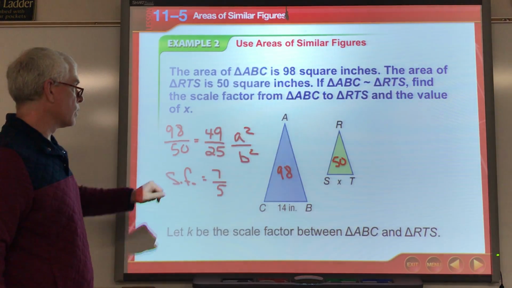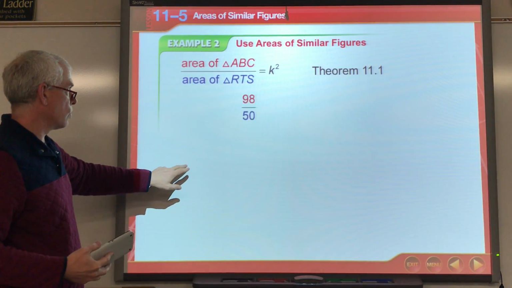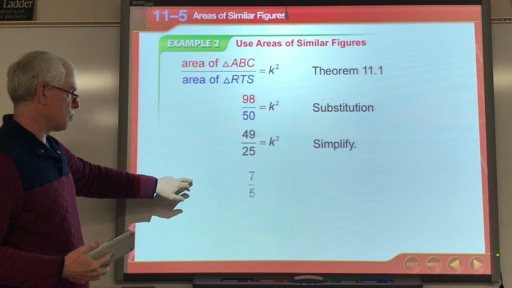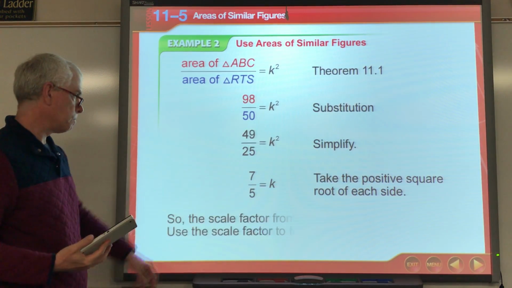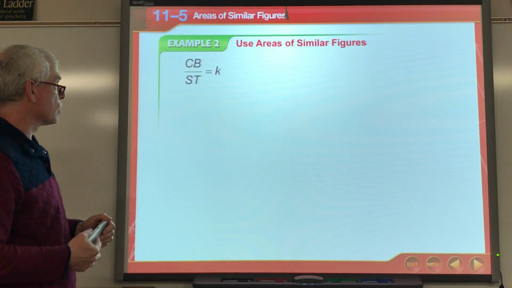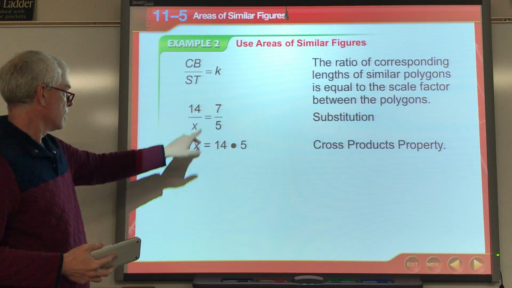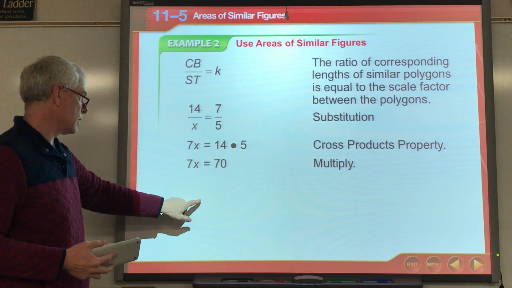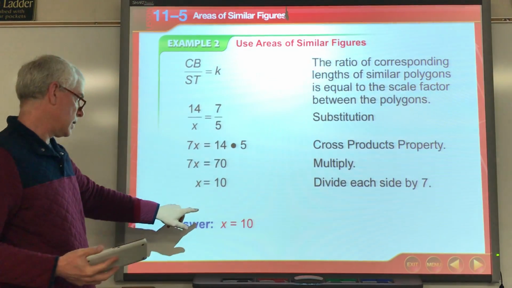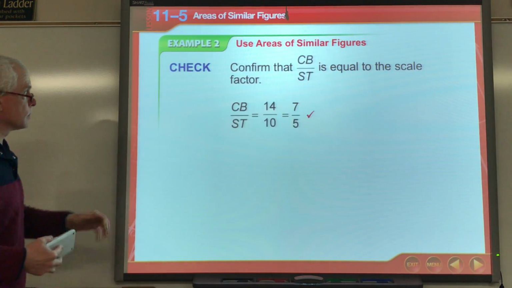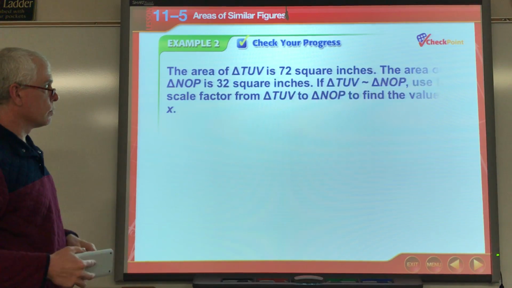That part's pretty simple. You guys aren't going to have too much of an issue with that. So this is what I was doing on the previous page. That's your scale factor. Then we're going to set up a proportion to find that missing x. So 7 over 5 is 14 over x. 14 times 5 divided by 7 is 10, so x is going to be 10. And then they're just double checking that those are proportional.